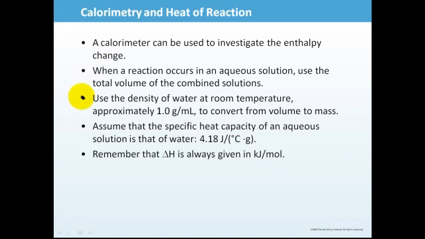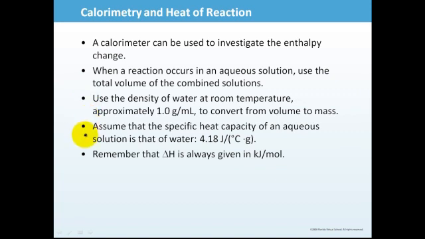If we're dealing with aqueous solutions, remember aqueous means it's in water. So there are some assumptions that we can do since it's a water-based reaction, if you will. First off, because it is an aqueous solution, we can use the total volume by combining both solutions. Second assumption is because we're using water as our solvent, then we can use the density of water to convert the milliliters to grams. And remember, the density of water is 1. So if we have, say 200 milliliters of water total, we have 200 grams of water.